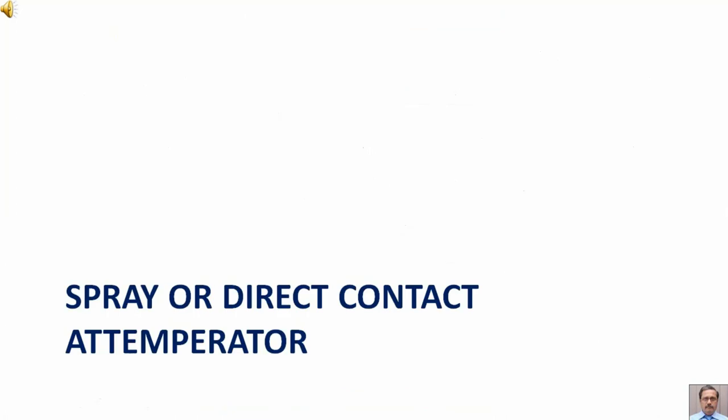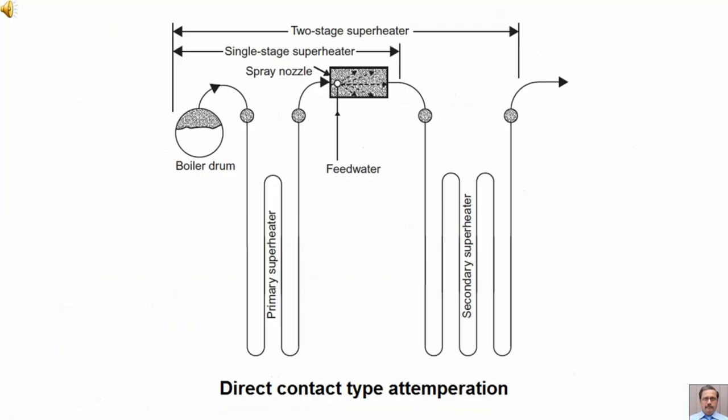In this portion of the lecture, we are going to discuss spray or direct contact attemperator. This is the schematic diagram for direct contact type attemperation. Here we can see that from boiler drum the steam is entering primary superheater.